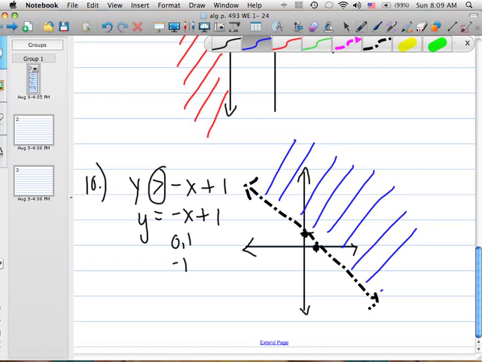And I can check to be sure I'm right. For example, I could take this point right here, which is 3, -2. So if I put -2 and 3 in for the variables, I get -2 is greater than -2, which is true.